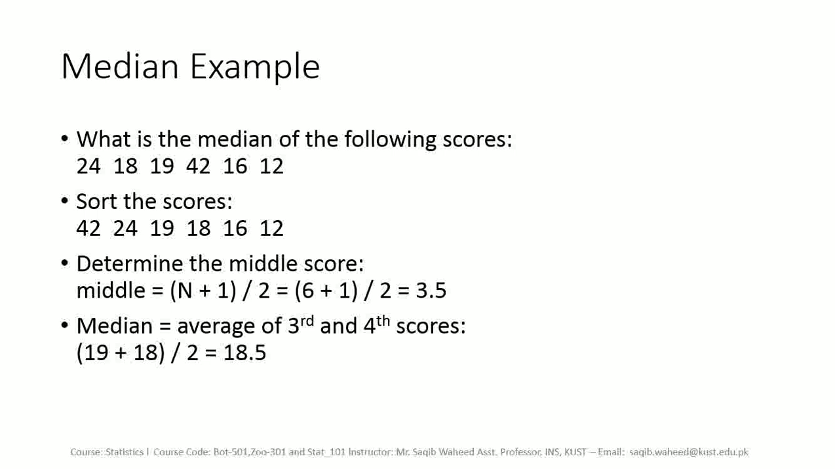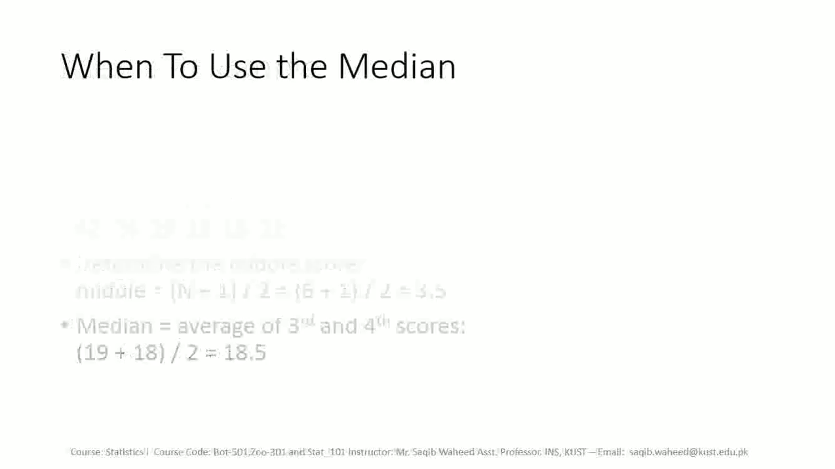So for the 3.5 position, the first term is 42, the second term is 24, the third term is 19. Because it is the 3.5th term, it means between 19 and 18. Between these two values we find the median simply with the help of the average. How to find the average? Just 19 plus 18 divided by 2, which gives 18.5. So the median of the following data is 18.5.